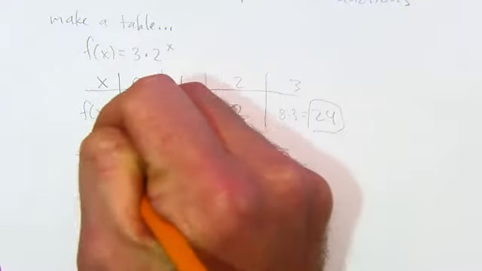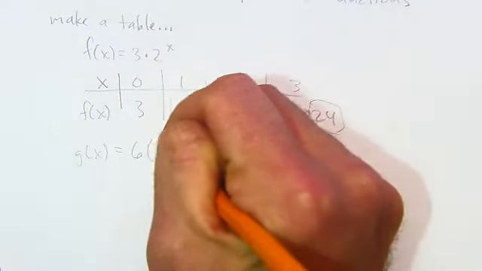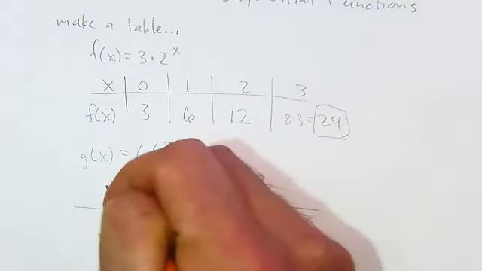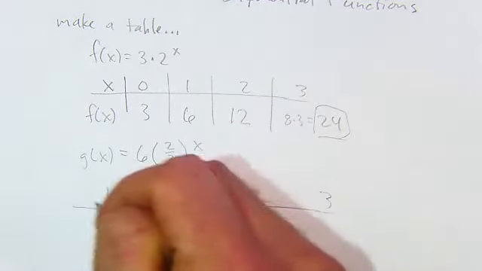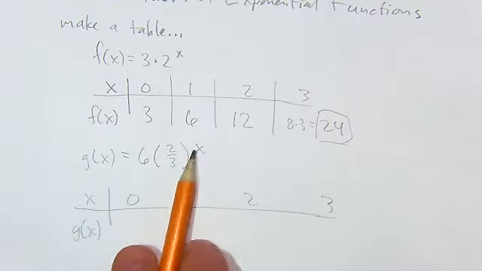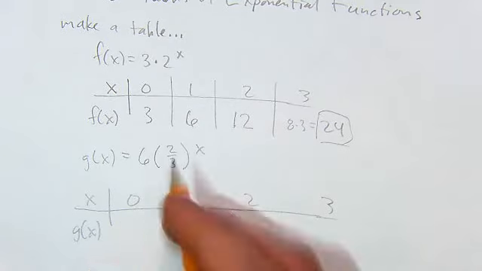Say g of x. Let's do a fraction, 6, and it'll be times 2/3 to the x. Make a table, 0 to 3. Okay, these are x's. So g of x. Okay, again, anything to the 0 is actually 1. So 2/3 to the 0 is actually just 1. 1 times 6 is 6.